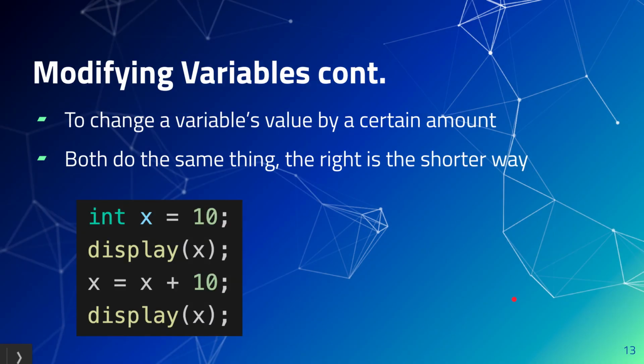But what if you just wanted to change a variable by a certain amount? For example, if you didn't have a specific value in mind, you just wanted to increase the variable's value by 10. If you take a look at the code below, you'll see the third line has been changed so that the new value of x will be the previous value plus 10. This will still display 20 on the second display line. This works for all 4 operations.